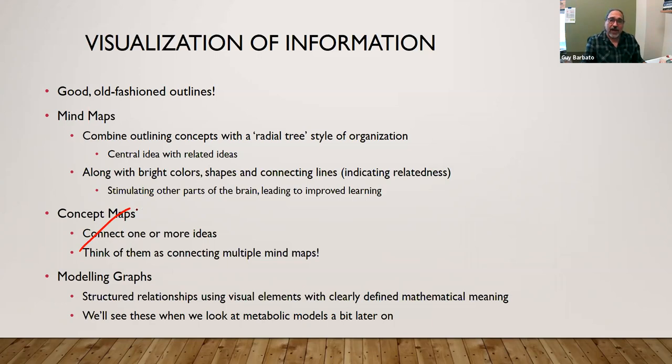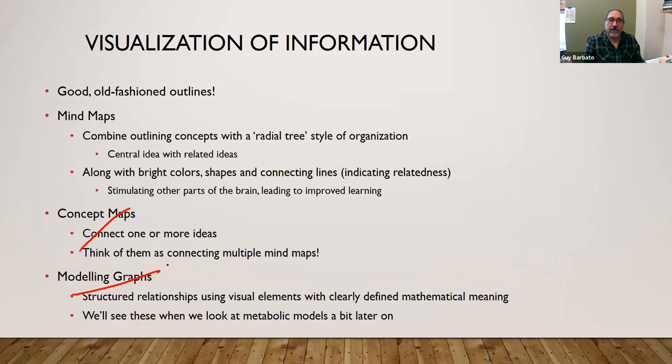And these, rather than having a single central idea, have one or more ideas, and I like to think of this as connecting among and between mind maps. So you're actually connecting multiple mind maps and showing relationships among and between central ideas, especially if those central ideas have overlapping components. And finally, the most complex of these graphical analyses are simply termed modeling graphs.